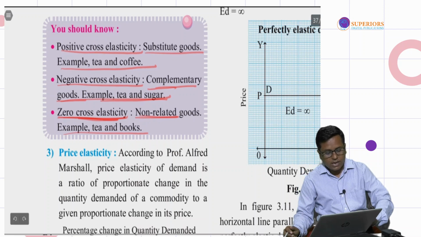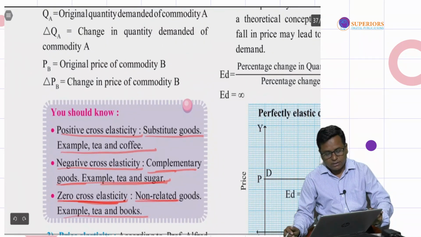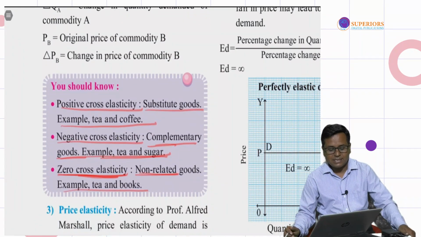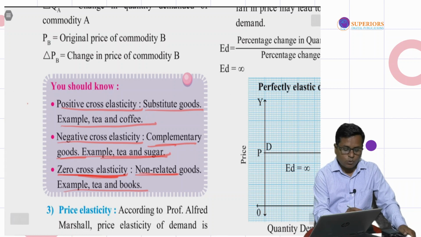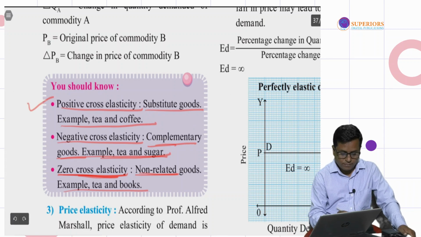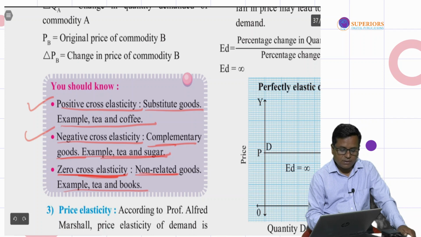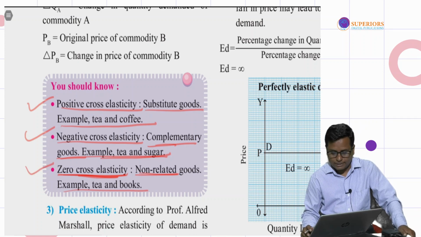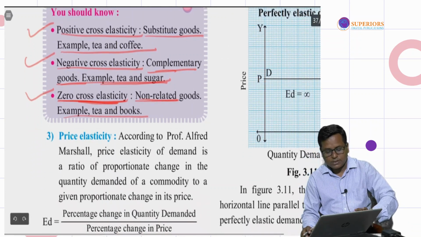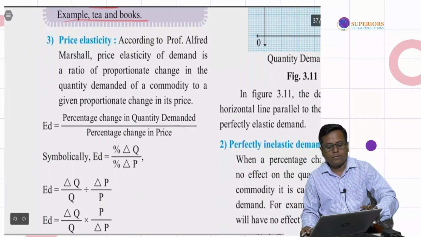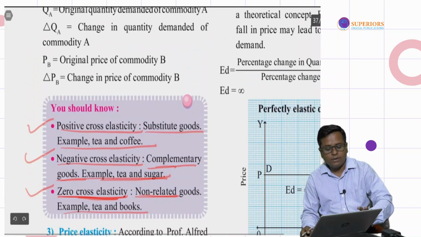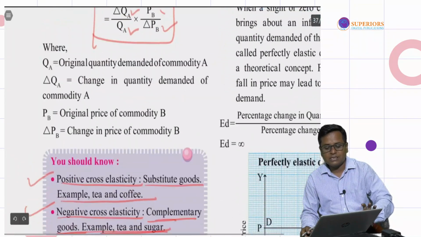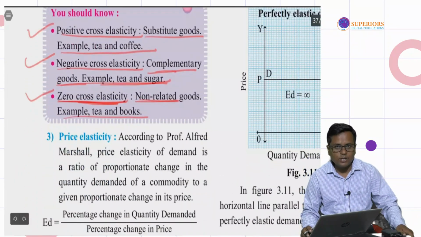Okay, so these are the three different types of cross elasticity of demand: positive cross elasticity of demand, negative cross elasticity of demand, and zero cross elasticity of demand. So that's all for the cross elasticity of demand and income elasticity of demand in this video.